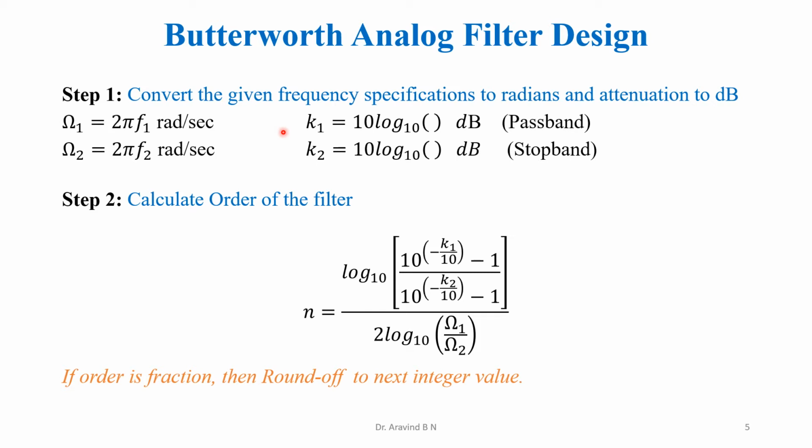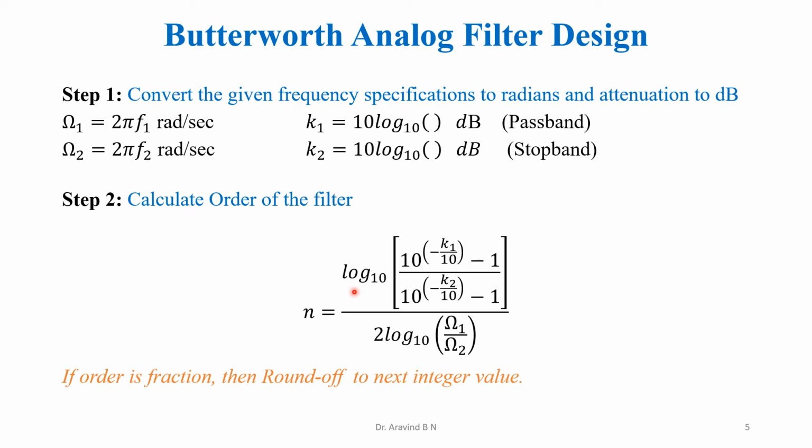Let us first go through the steps. Step 1. Convert the given frequency specifications into radians and attenuations to dB. That is, omega 1 is equal to 2 pi f1 radians per second, omega 2 is equal to 2 pi f2 radians per second, and k1 and k2 are the attenuation specifications. Omega 1 and k1 are with respect to pass band, omega 2 and k2 are with respect to the stop band.